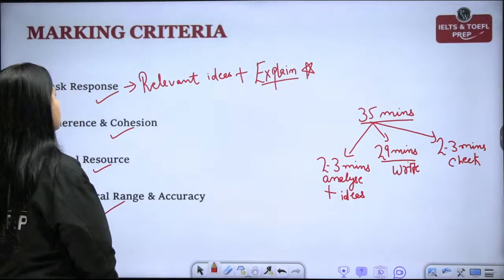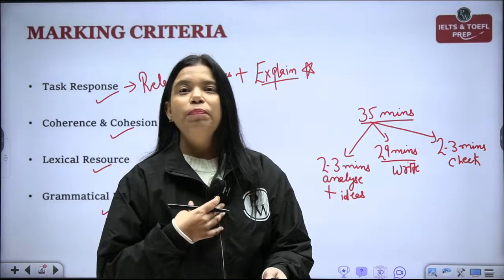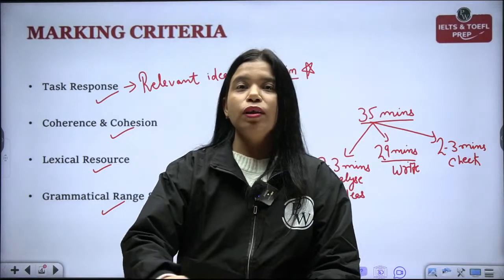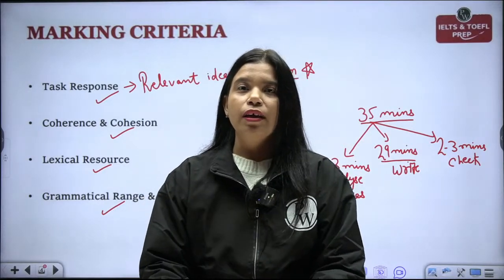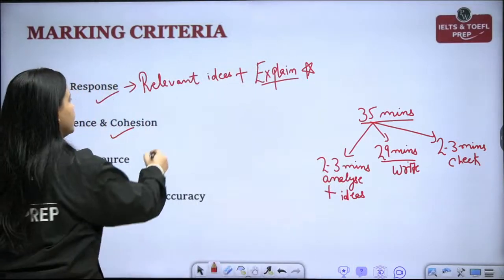Second criteria is coherence and cohesion. What exactly is this? If I am the examiner, I am taking a look at your essay, according to coherence and cohesion, मैं क्या देखूंगी? I will see the flow of your language. अब ये flow क्या होता है? What exactly is flow?